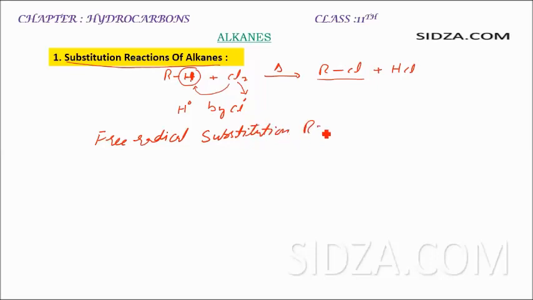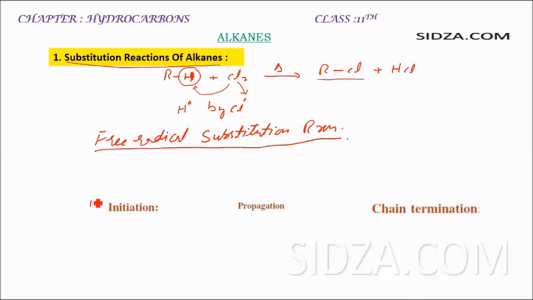Any free radical substitution reaction actually occurs in three main steps. Step number one is the initiation. Here we generate the free radical first, and then the second step is the attack of the same free radical on the alkane. That's called the propagation step. And the third step is the termination of the reaction. That's called the chain termination step. So now let's understand the mechanism of the free radical substitution reaction.